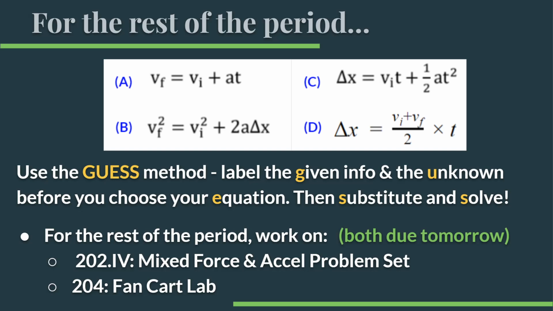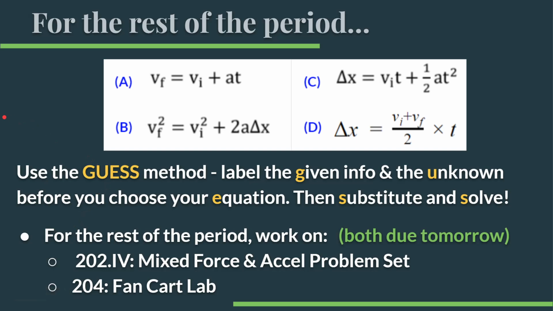The other thing you could be working on with the remainder of the class period today is your RA 204 fan cart lab. That RA is due tomorrow. These are both due tomorrow. So nothing is due tonight, but you do have 2 different things to work on that are both due tomorrow. Please go ahead and get started.